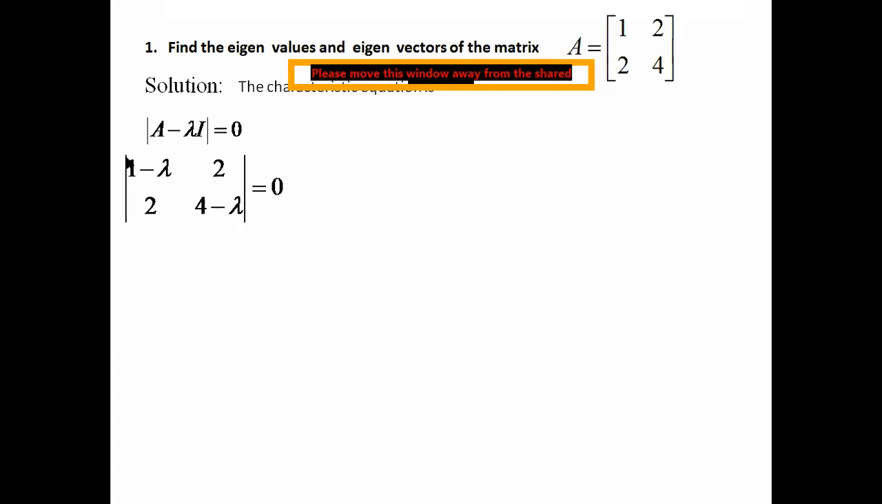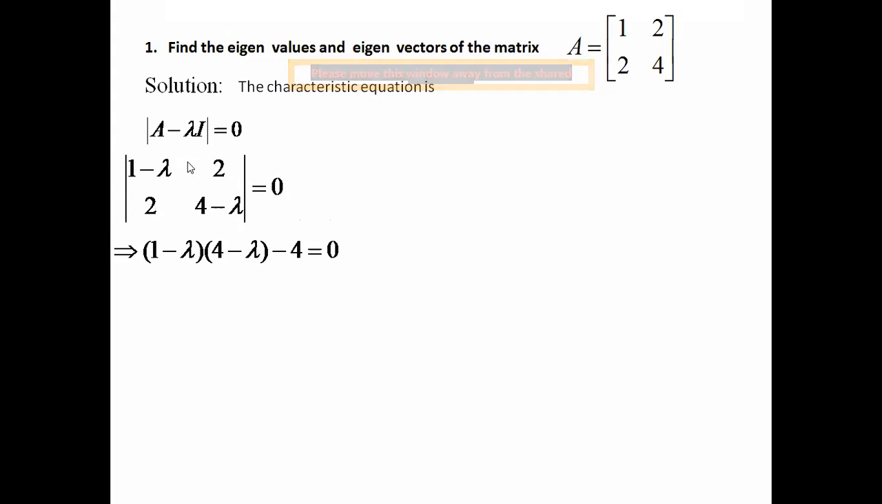How to find the determinant of a 2 by 2 matrix? Just multiply like this: 1 minus lambda into 4 minus lambda, minus 2 into 2. Like that you can expand. That is (1 minus lambda)(4 minus lambda) minus 2 into 2, that is 4, equal to 0. So the right hand side must be equated to 0.